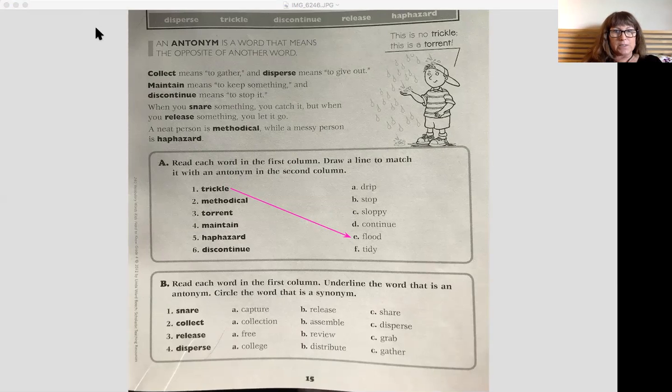All right, next word is methodical. Methodical, remember that means that people do things kind of in order and they keep things nice and neat. So let's find a word that means the same thing as nice and neat. Oh, we want the opposite of nice and neat though, right? Because we're doing antonyms. Okay, so methodical means nice and neat. So the opposite of that would probably be messy, right? Drip, stop, sloppy. There it is.